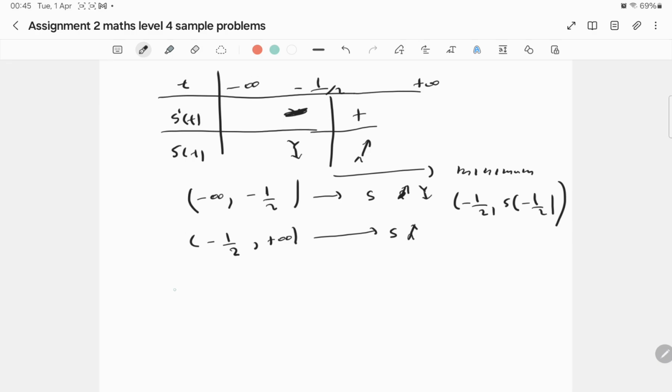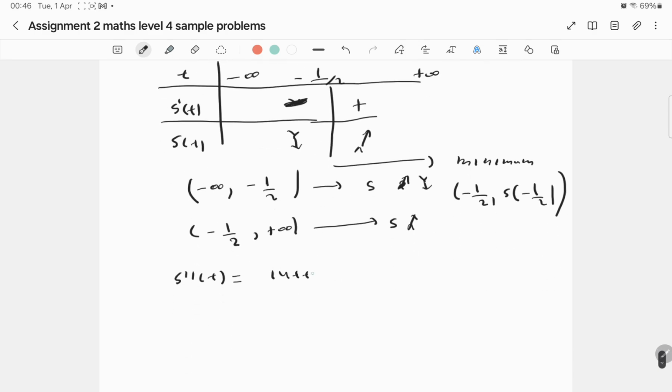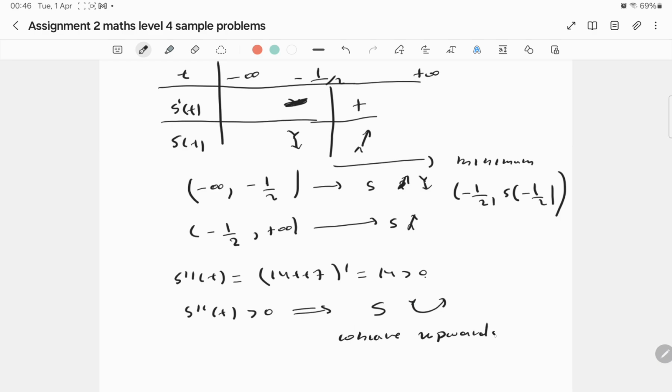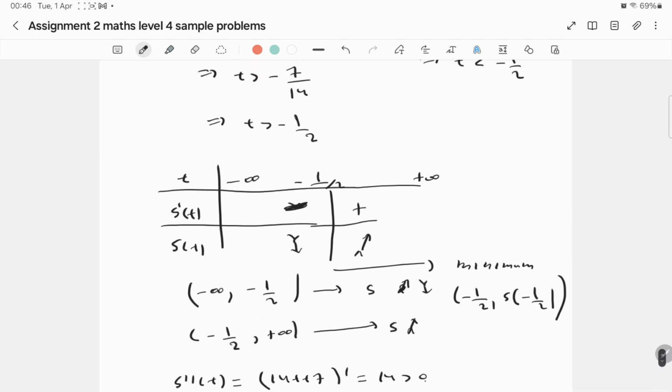which you can calculate. And if you take the second derivative of the function, that is the derivative of 14t plus 7, that's 14, greater than 0. The second derivative is positive, which means that s is concave upwards. Similarly, you can work out the third problem.